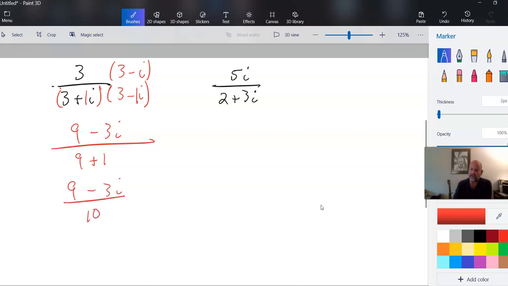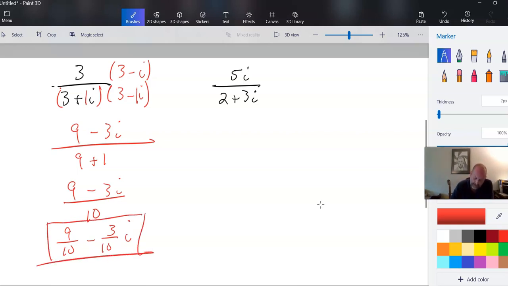And if I want to switch this to the standard form, what I do is I just split it up over this denominator. So this is 9/10 minus 3/10 i. And this is your final answer. So you do need to split it. If they're fractions, you still have to split it into 2 fractions. If you're lucky, they come out to whole numbers, but they don't always.